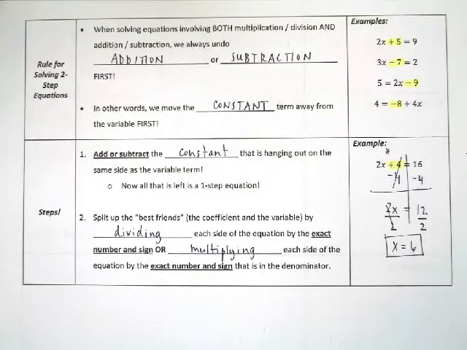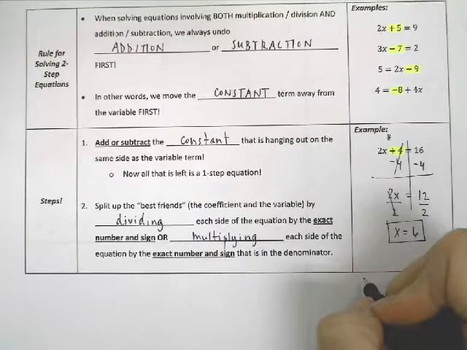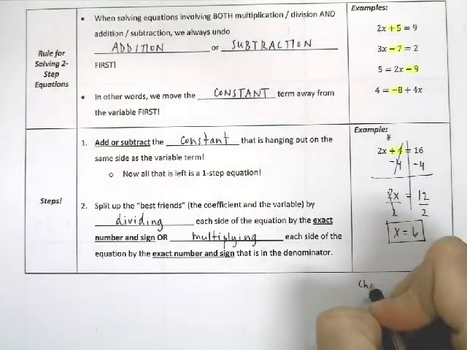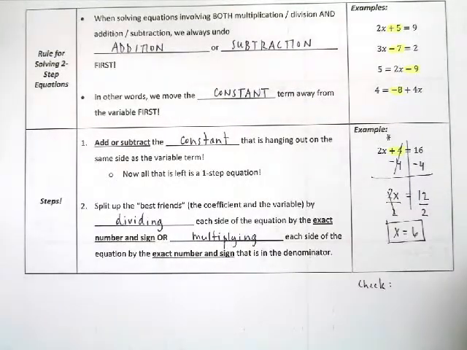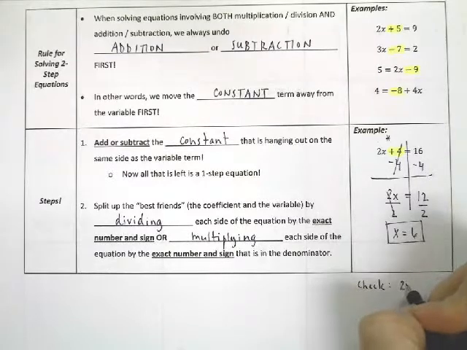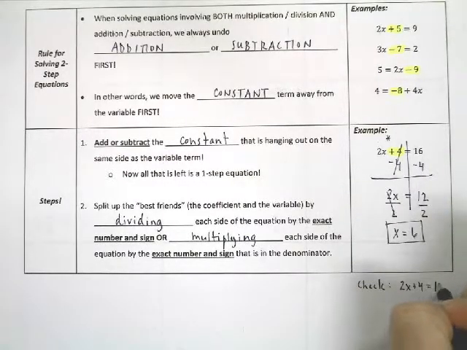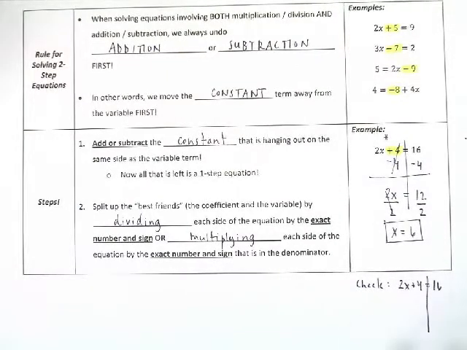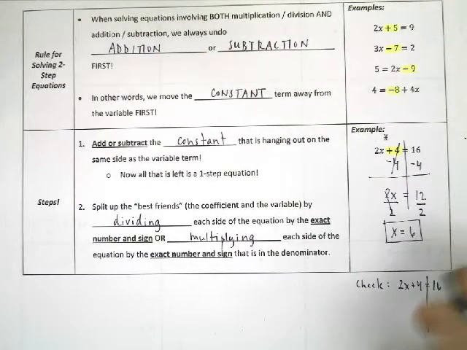Now, we want to make sure that we check our answers still. That's still going to be really important. So I'm going to put that step down here since I'm a little out of room. Remember, the first thing we do is we're just going to copy the original equation. So I'm going to have 2x plus 4 is equal to 16. And now our goal is to substitute a value for x.